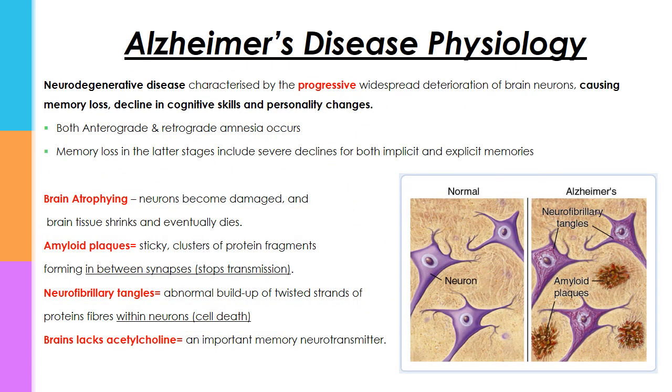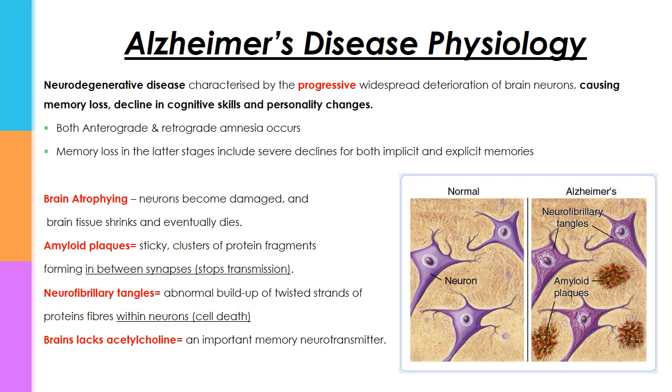One cause of amnesia is Alzheimer's disease. Now, this is very, very biologically based. It would be really good if you know the similarities and differences between Alzheimer's and Parkinson's. This is a neurodegenerative disease characterized by the progressive widespread deterioration of brain neurons, causing memory loss, declining cognitive skills, and personality changes. So in this disorder, both anterograde and retrograde amnesia occurs. So they cannot encode and store new memories, and they also lose memories that have already been encoded and stored, and that's because neurons in the brain die progressively.